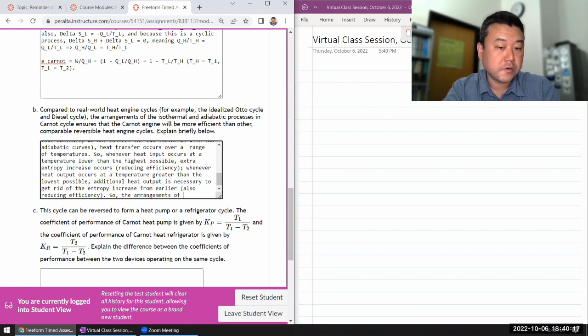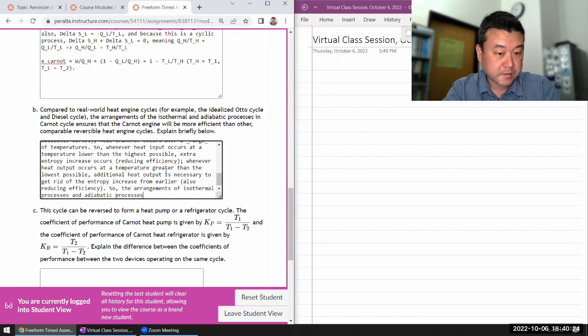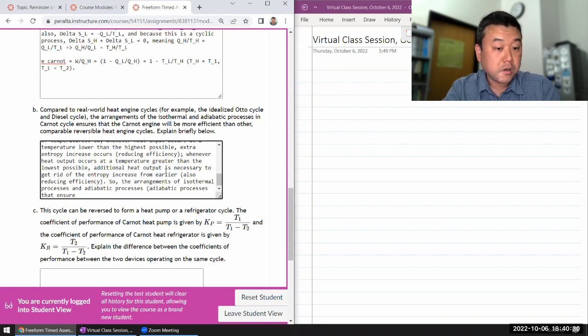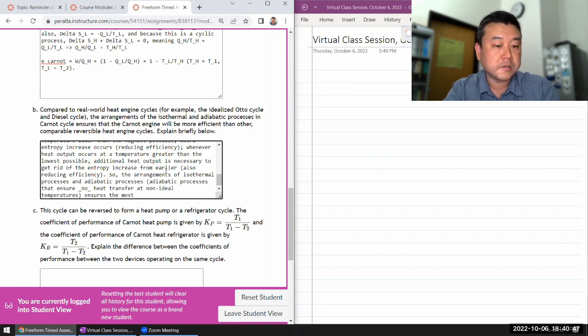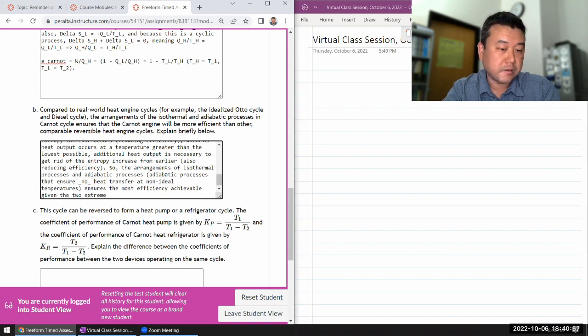So the arrangement of isothermal processes and adiabatic processes, adiabatic processes that ensure no heat transfer at non-ideal temperatures, ensures the most efficiency achievable given the two extreme thermal reservoirs available. Let's leave that there.